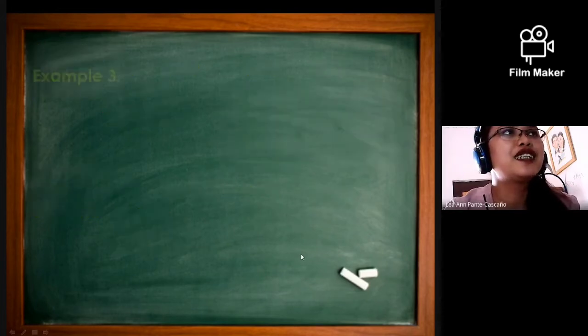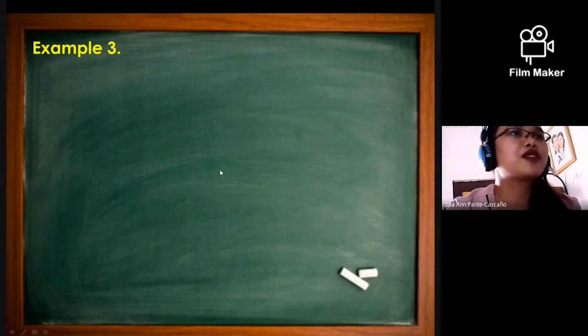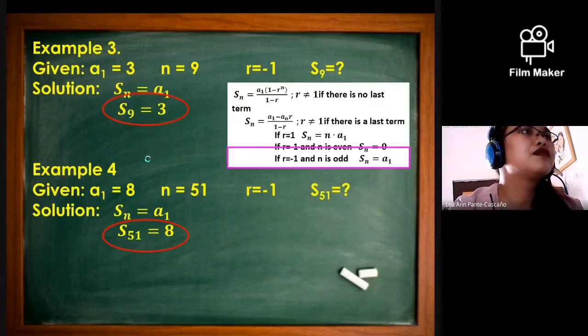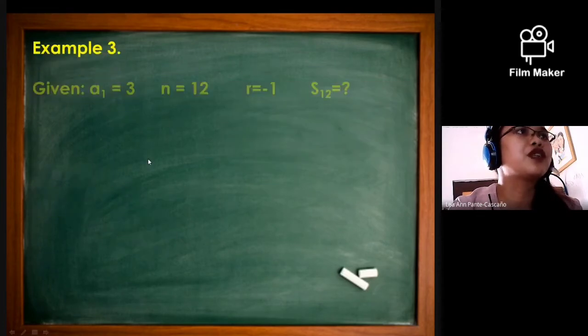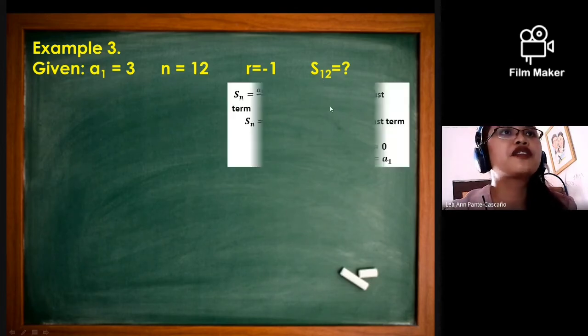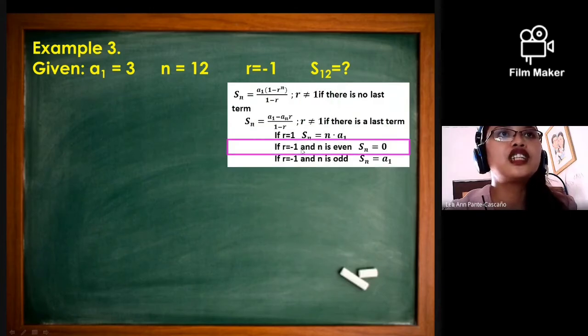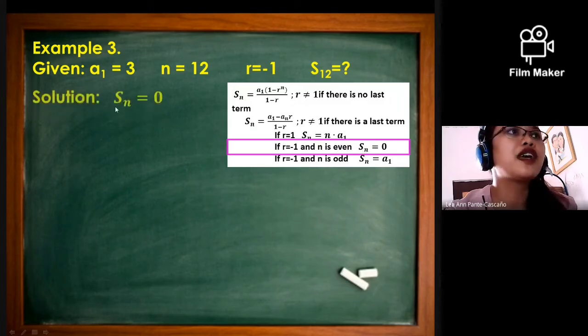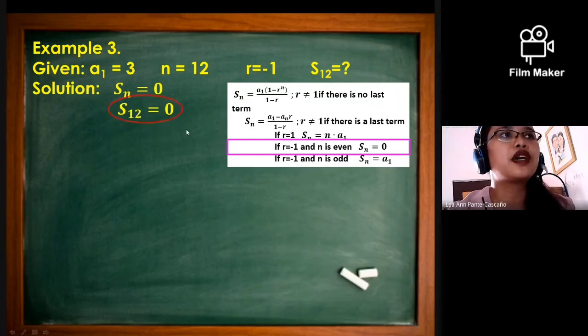Dapat number 5 na. Sorry po, hindi ko nabago. For this one, a sub 1 is 3. Number of terms is 12. Ratio is -1. Find the sum of the first 12 terms. Ratio is -1. Number of terms is 12 and that is even. This is the formula. S sub n equal to 0. S sub 12 equal to 0. And that will be the answer.